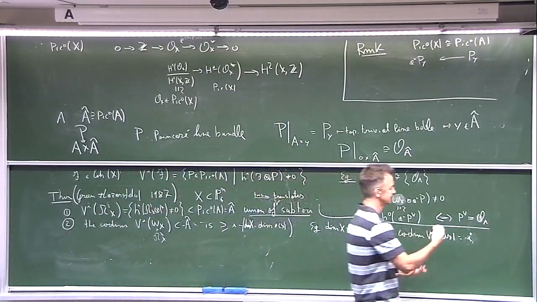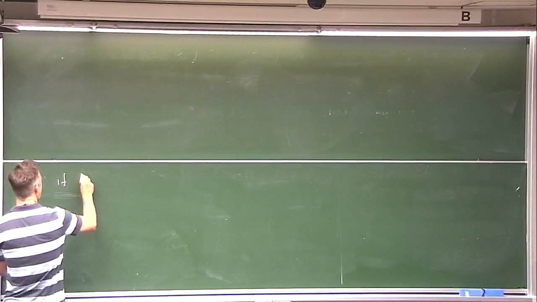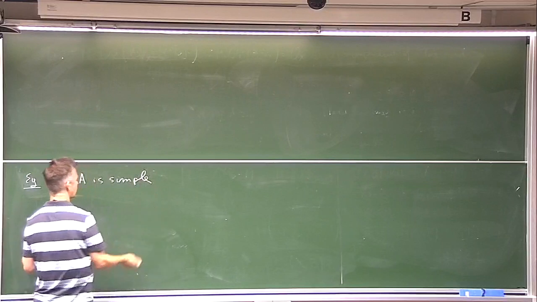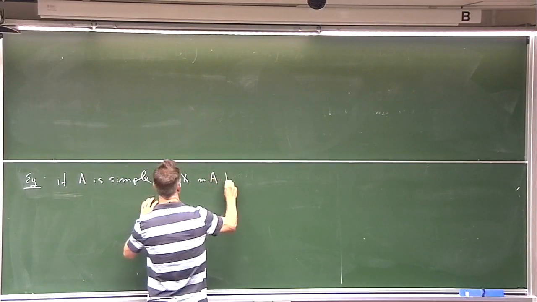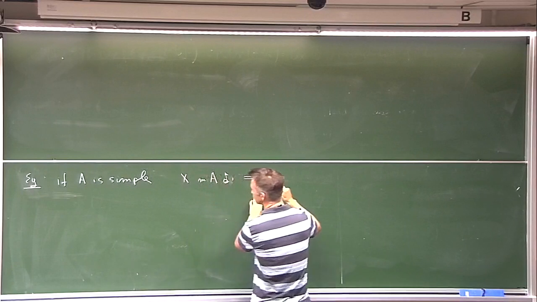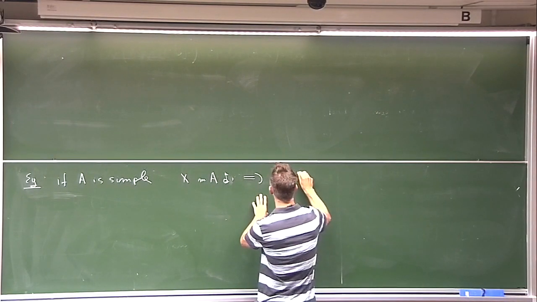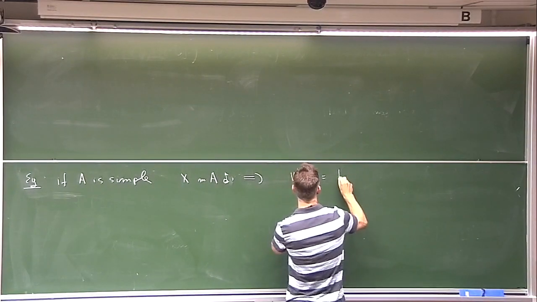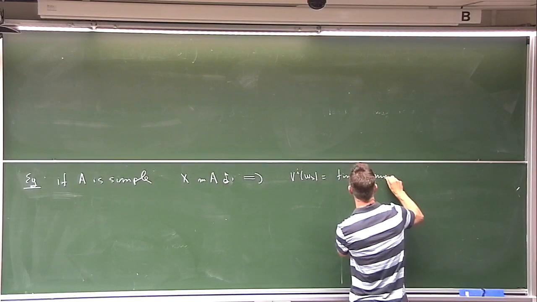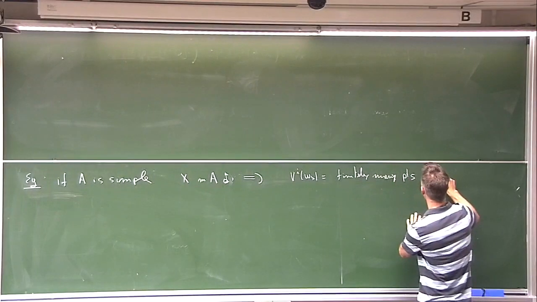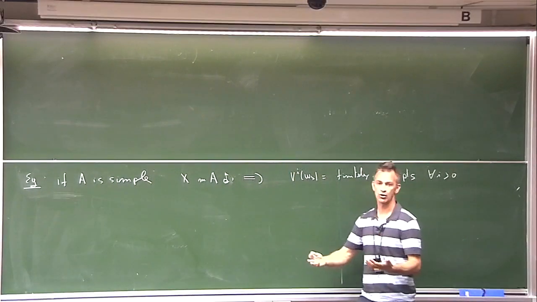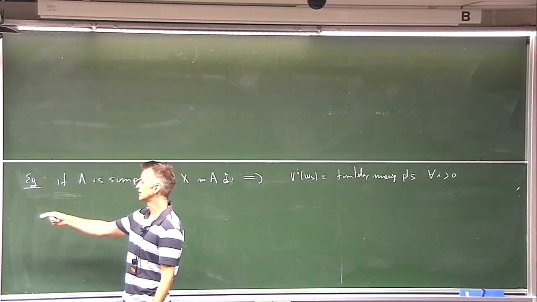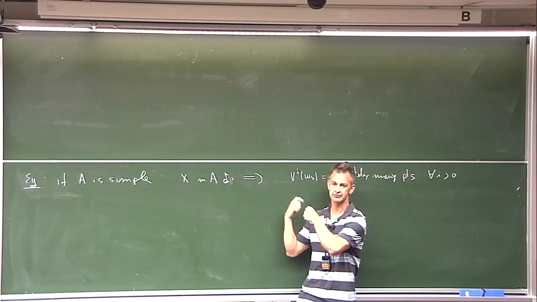So for example, if A is simple. So if you have a simple abelian variety, it has no interesting subtori, no interesting sub abelian variety. So if A is simple and X is of maximal Albanese dimension, then this immediately tells you that V^i of omega X is equal to finitely many points, for any i greater than 0, right? Because why is that? Each component is a proper subtorus. It's proper because of this codimension condition. And a simple abelian variety has no proper subtori, so they all have to be points.